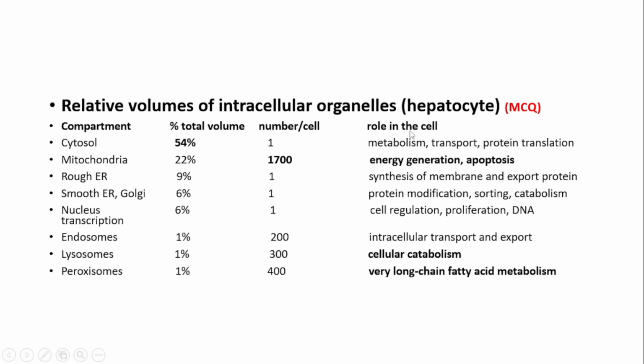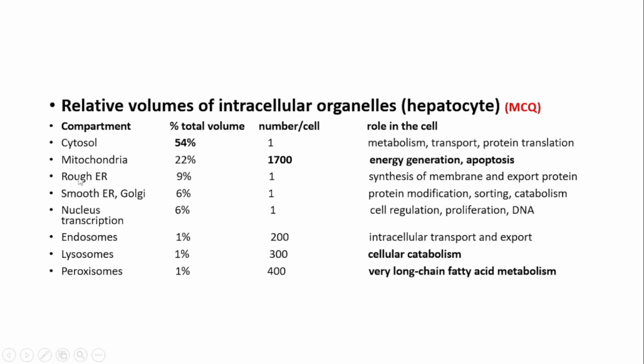This table is very important for the students who are preparing for PG. This is about the volume of intracellular organelles present in the cell. For example, 54% of the cell is composed of cytosol and it helps in metabolism, transport of proteins and protein translation. Mitochondria, the number of mitochondria per cell are 1700, which comprise the highest number of organelles present in the cell. It helps in energy generation and apoptosis.